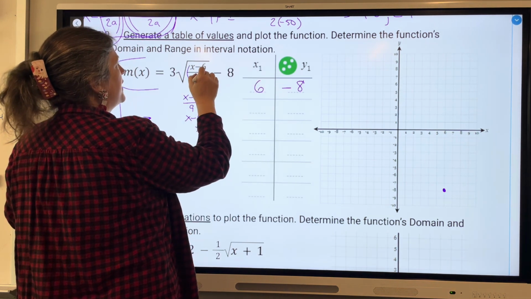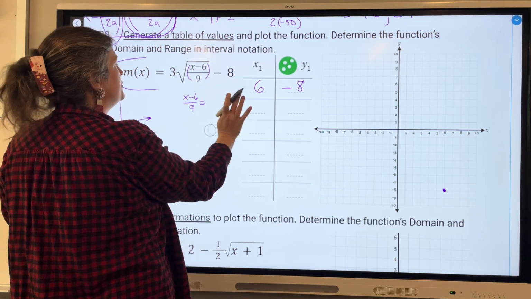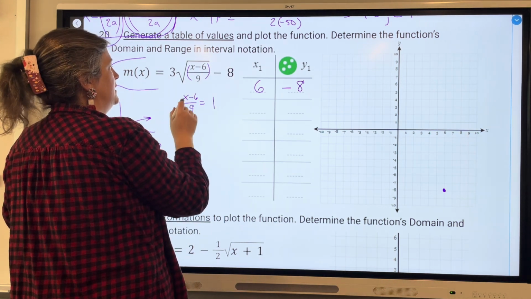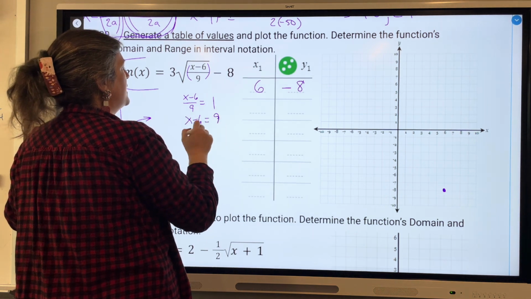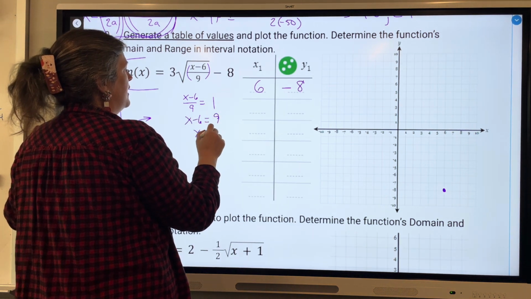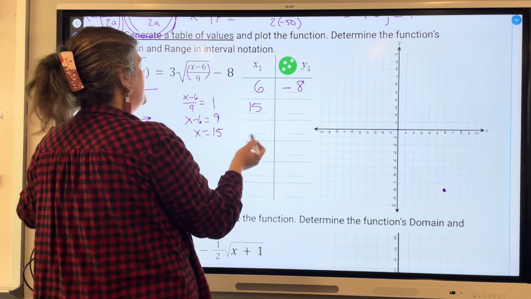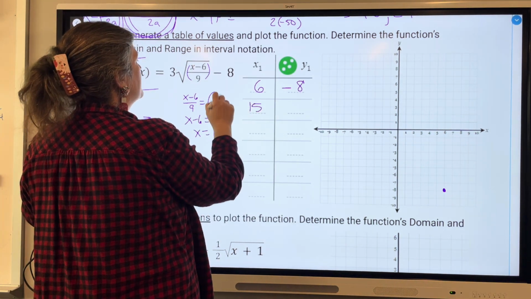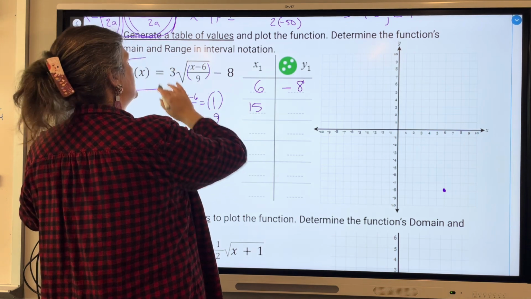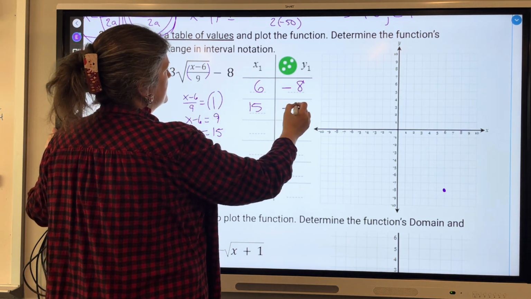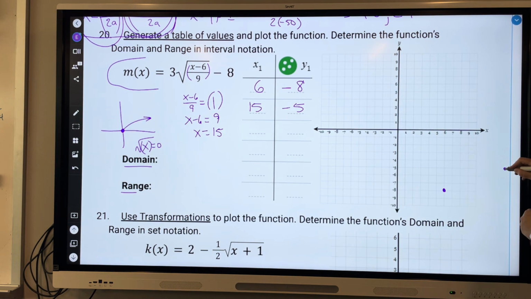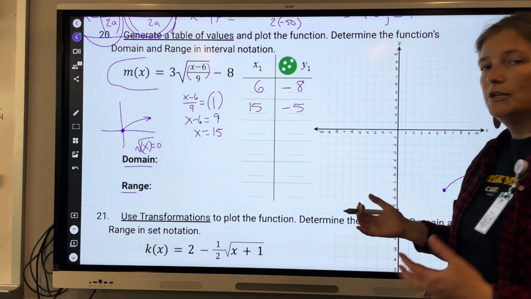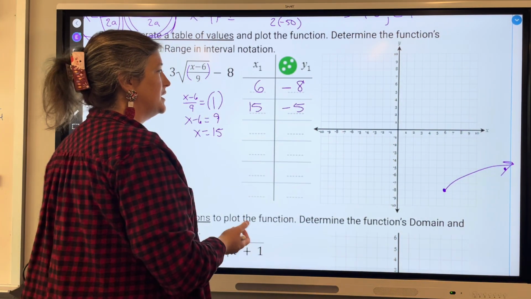I want to pick a value that will make this equal to 1 if I can. What value of x will work? x minus 6 equals 9, x equals 15. If I pick 15, the thing under the radical is 1, the square root of 1 is 1, times 3. 3 minus 8 is negative 5. So it's going to go through 15, negative 5, somewhere out here, which tells me the general shape and direction of my function. Knowing what a square root function looks like helps a ton here.